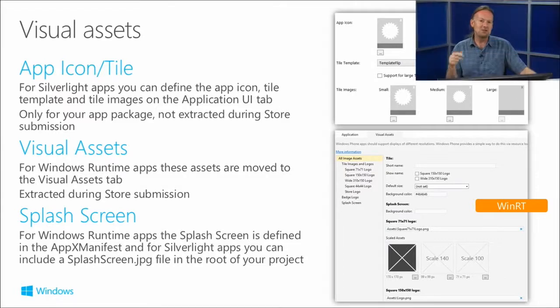For Silverlight apps, there's nothing in the manifest about the splash screen. If you want one in a Silverlight app, and you don't have to have it, you have to have a file called splashscreen.jpg actually in the root of your project, and then it will be used as a splash screen. And also the splash screen, you can supply different versions for the different screen resolutions for WXGA, WVGA and 720p. If you've got a 1080p phone, that uses the 720p version.